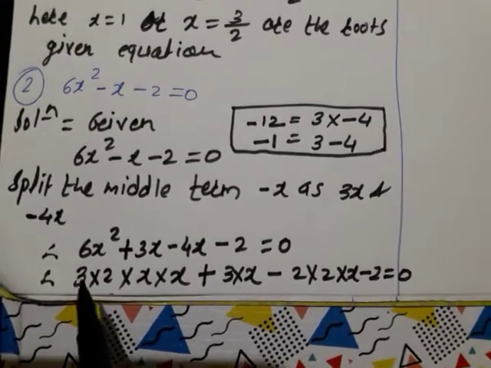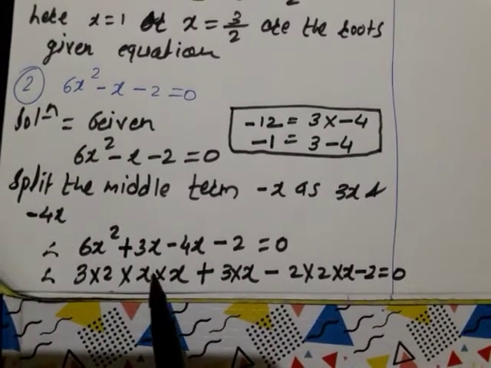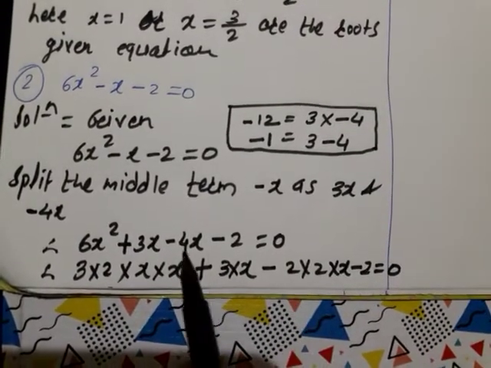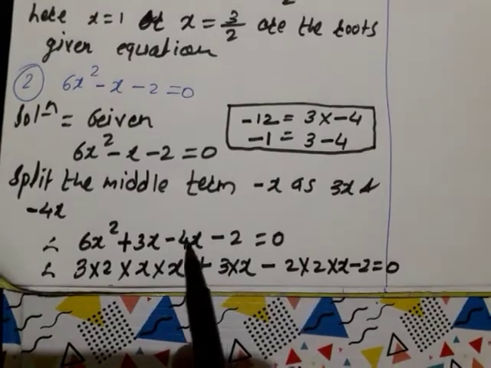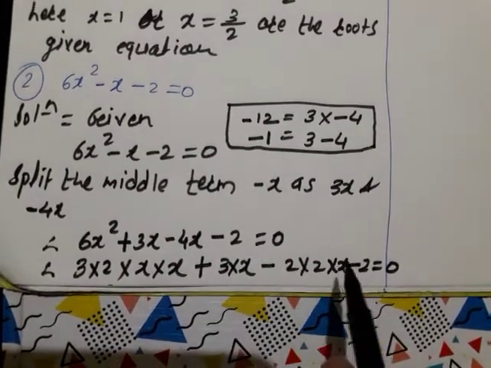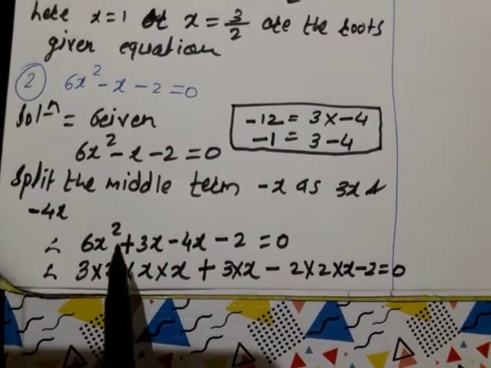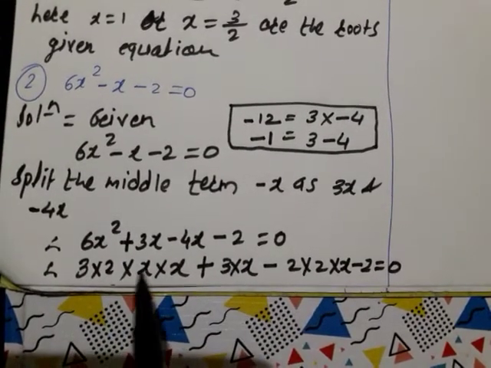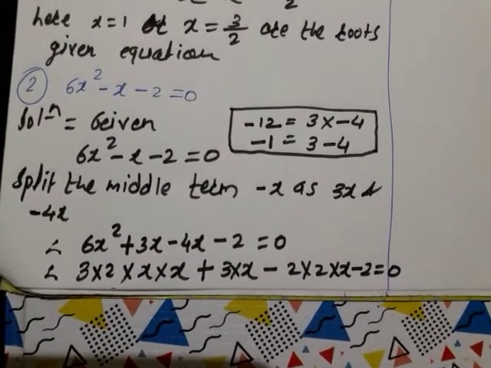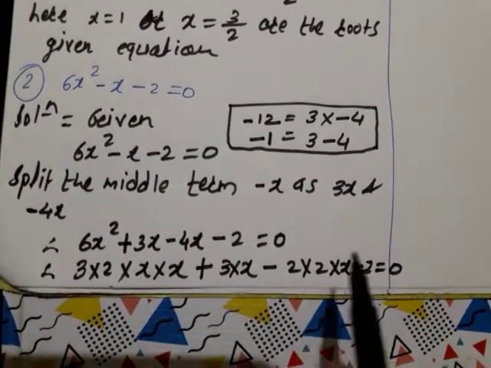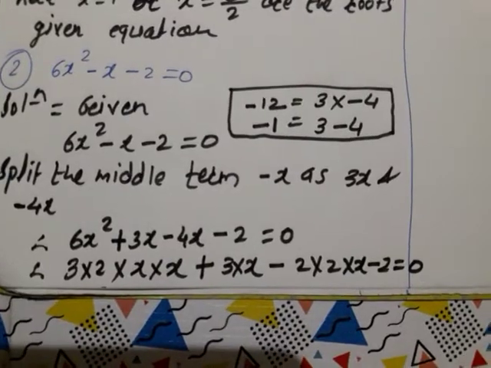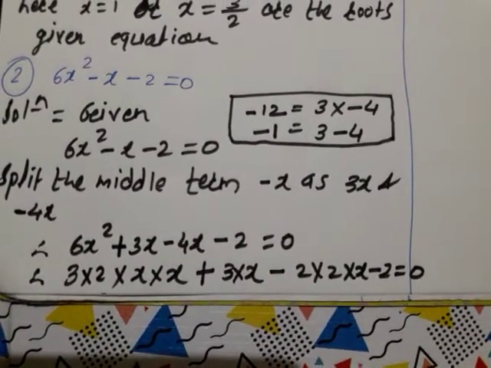If you see here 3 into 2x, 6x squared, 3 into x, 3x, minus sign is there, minus 2 into 2x minus 2 is equal to 0. If you will see the first two terms, what is the common factor? 3 and 3 is the common factor, x and x is the common factor, means 3x is the common factor. Here you will see what is the common factor, minus 2 is the common factor.